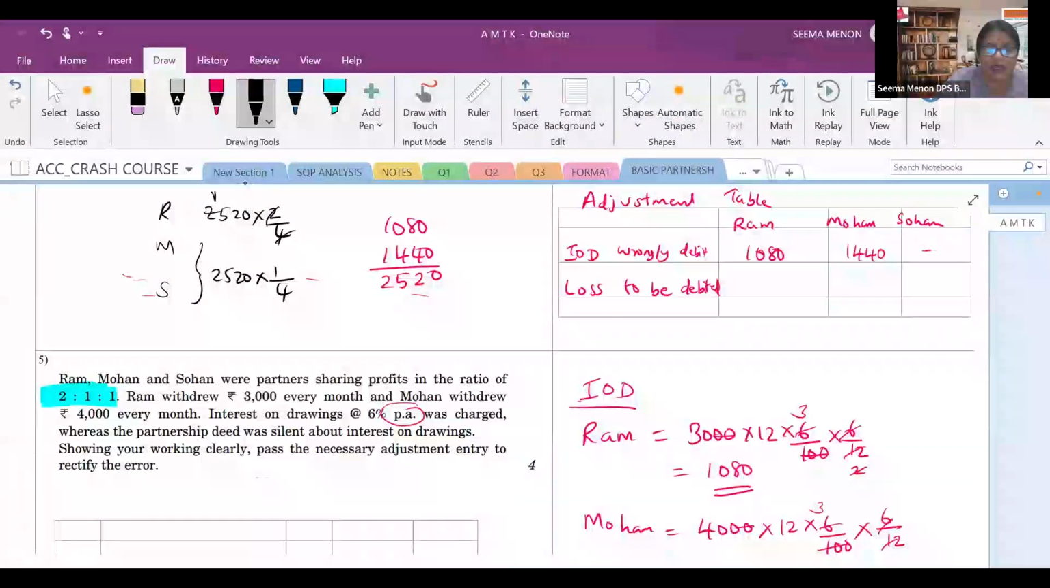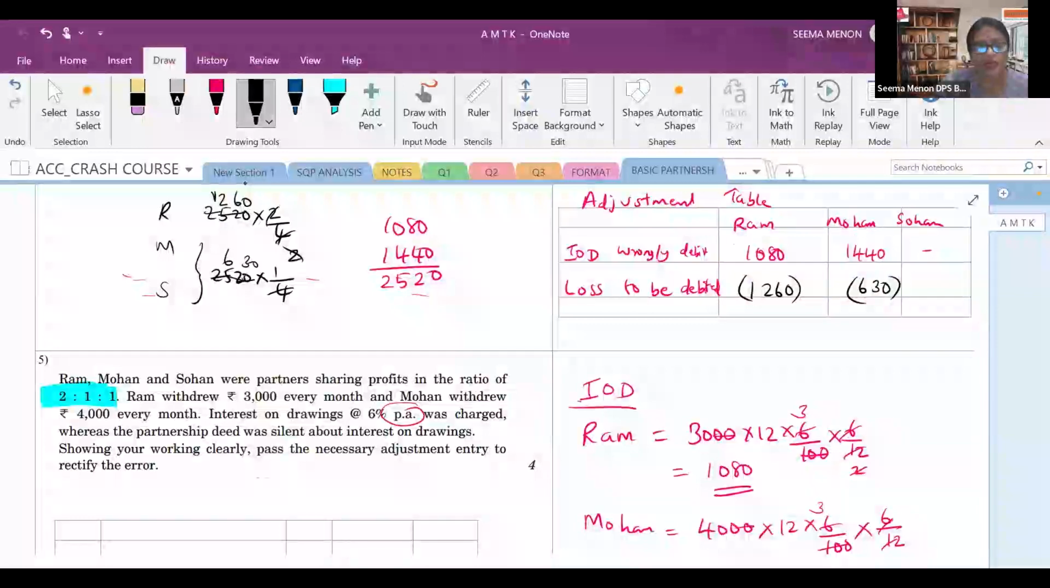The 2s cancel, then it comes to 2. Then divide by 2: 12 2s are 24, then 6 2s are 1,260. Who will get it? Ram will get it. It is to be debited in Ram's account. The interest wrongly debited, we are crediting here. Now again for the other partners, 6 4s are 24. Other two partners, it is 630 each.